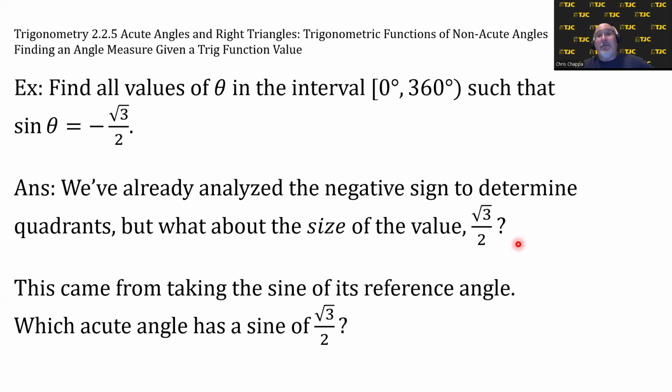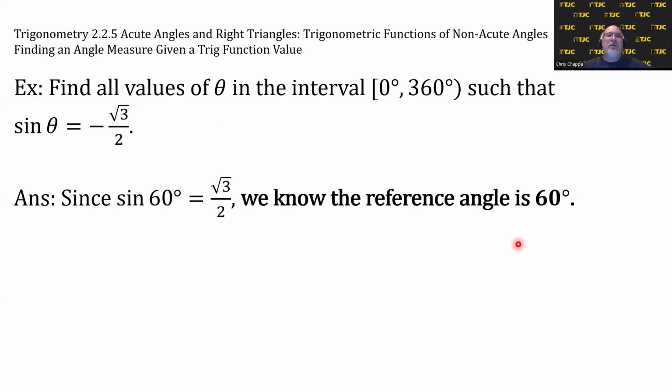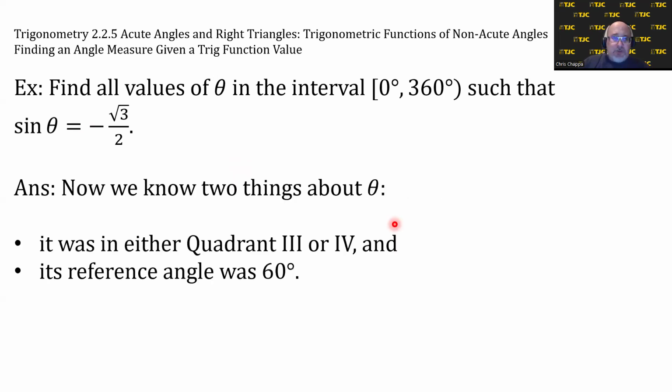You thought I was kidding about knowing the 30, 60, 90 and the 45, 45, 90 triangles. I was not, I assure you. Since sine of 60 degrees, look at your triangle, was square root of 3 over 2, we know the reference angle was 60 degrees. So here's the two things we know about theta. It was either in quadrant 3 or quadrant 4, and its reference angle was 60 degrees.